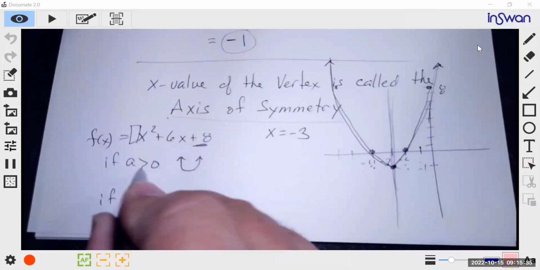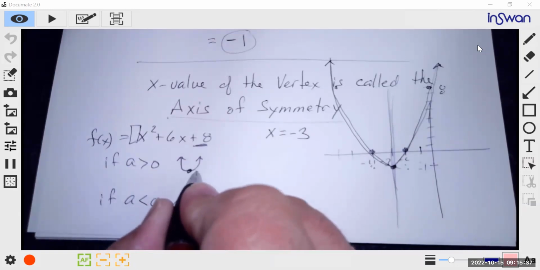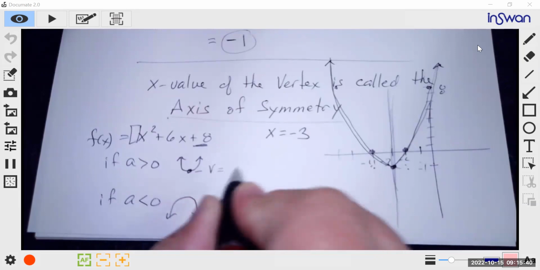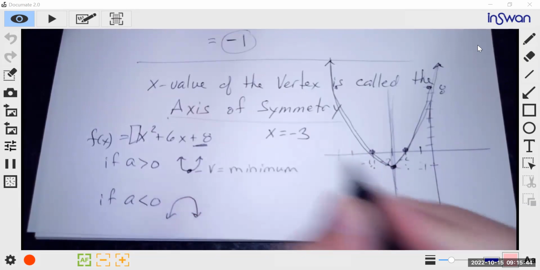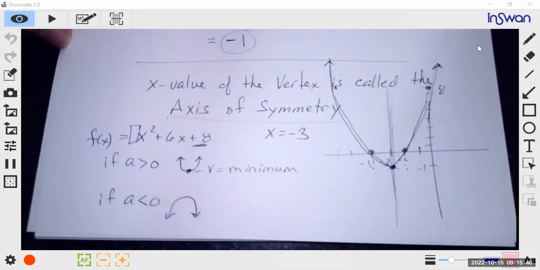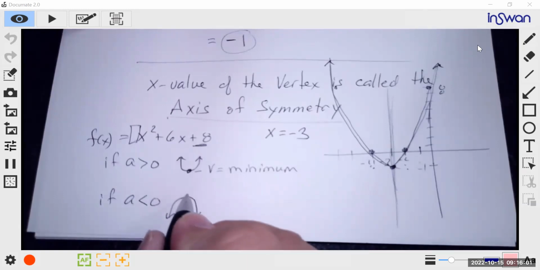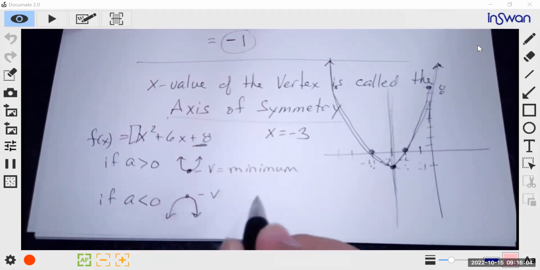If it opens up, if A is positive, then the vertex is called a minimum. The vertex is the lowest point of the graph if it opens up. If A is negative and opens down, that means our vertex is the highest point. Therefore, it's the maximum.